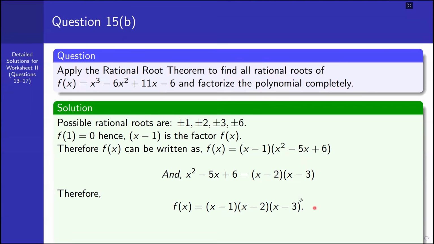Therefore, from the factorized form of this polynomial function, the roots could be the zeros of the individual linear factors, so that x equal to 1, 2, and 3 would be the roots, the zeros of the given polynomial function. That means here the roots are 1, 2, and 3 from this factorized form.